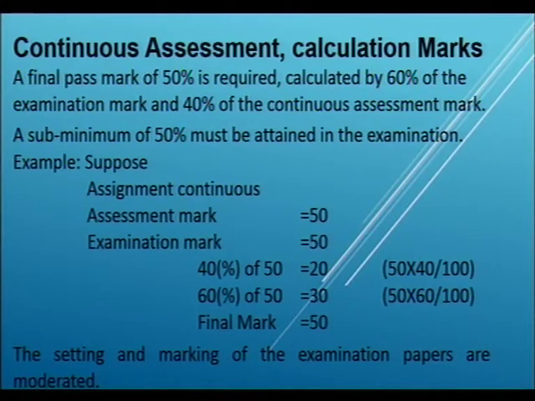For example, suppose the continuous assessment mark is 50%. The examination mark is also 50%. 40% of 50 is 20, which is 50 times 40 divided by 100. 60% of 50 is 30, which is 50 times 60 divided by 100. Then your final mark will be 50%.